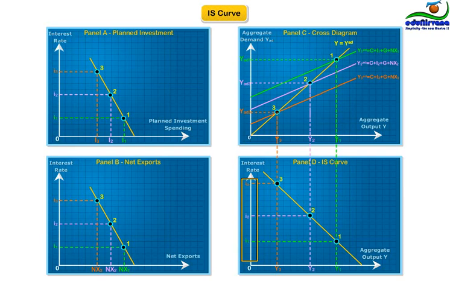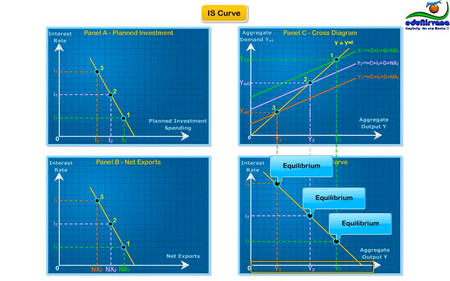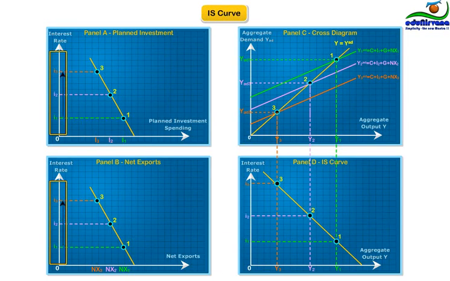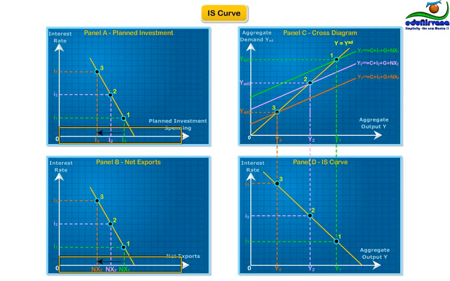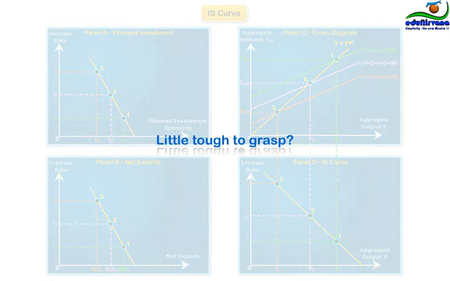Said another way, for each given level of the interest rate, the IS curve tells us what aggregate output must be for the goods market to be in equilibrium. As the interest rate rises, planned investment spending and net exports fall, which in turn lowers aggregate demand. Aggregate output must be lower in order for it to equal aggregate demand and satisfy goods market equilibrium. A little tough to grasp. Let's delve deeper.